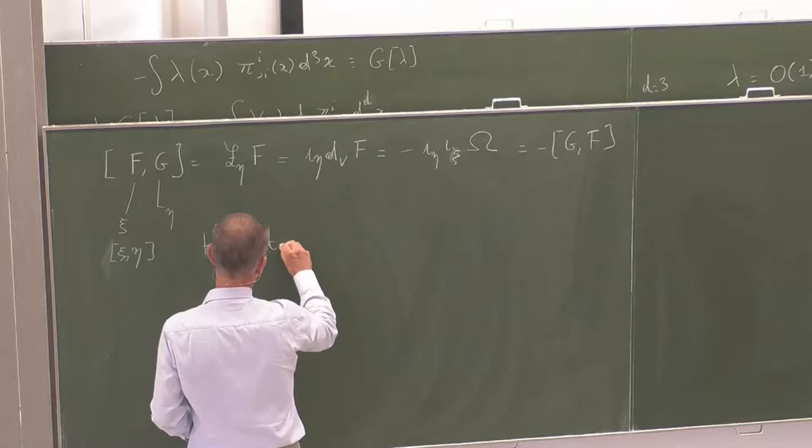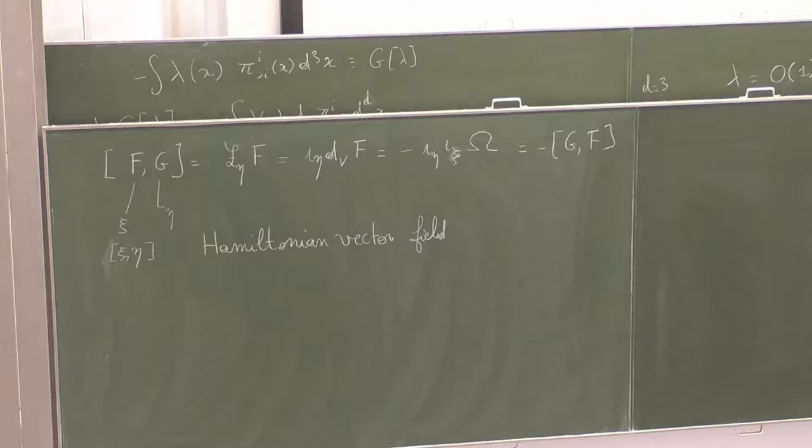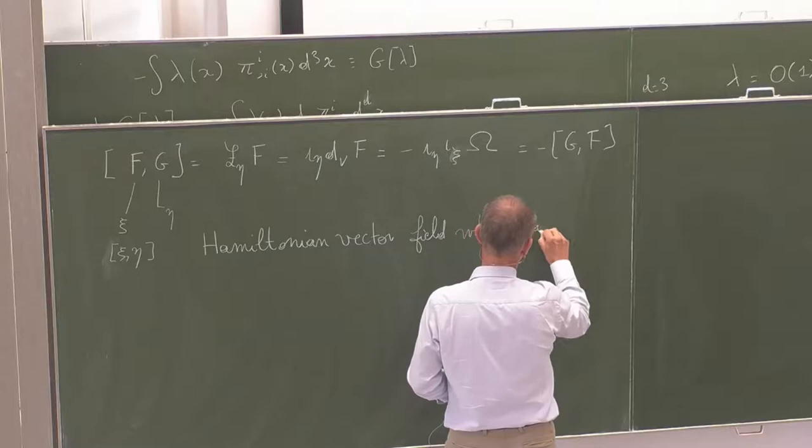Now, what does it mean, Hamiltonian vector field? It means that this is a field which preserves the symplectic structure, so which fulfills this equation. With generator, which is minus, I mean, because of my sign conventions, the Poisson bracket of F and G.